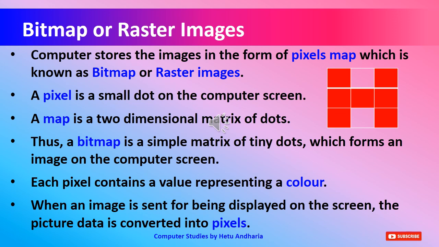So a pixel is a small dot on the computer screen. A map is a two-dimensional matrix of dots, that is rows and columns. Those are 2 dimensions. Thus, a bitmap is a simple matrix of tiny dots which forms an image on the computer screen. Each pixel contains a value representing a color. For example, here to display the alphabet H, we have used the color red. When an image is sent for being displayed on the screen, the picture data is converted into pixels.